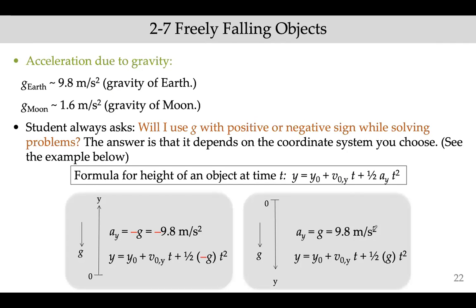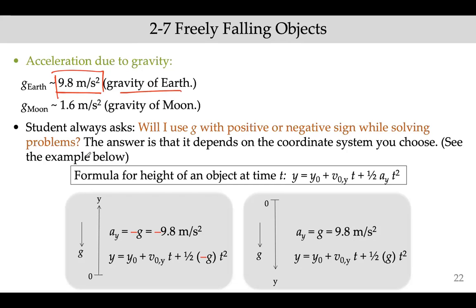Okay, let's move to acceleration due to gravity. So the gravity of Earth is approximately 9.8, and the gravity of the moon is about 1/6 of it, so it's approximately 1.6 meter per second squared. And in most of the problems we will deal with the gravity on the Earth.